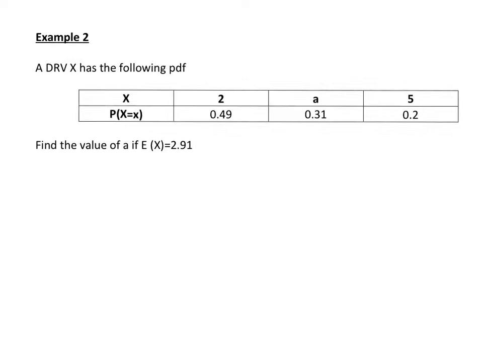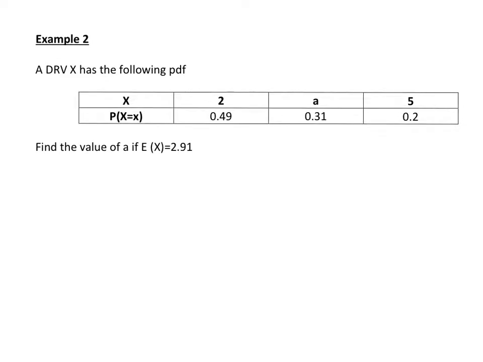So a second example, same sort of thing. We're given a probability distribution. This time we're actually given the expected value of x as 2.91. And we know that the expected value is x times its probability, x times its probability, x times its probability. And so again, we can quite quickly say that E of x is, and if you want to write it down, the sum of x times the probability that X equals x. That's the definition of it.